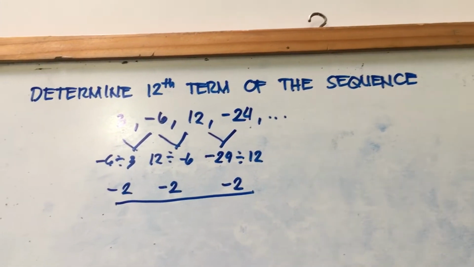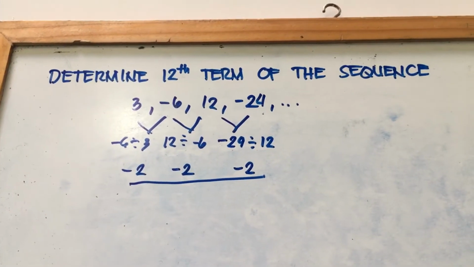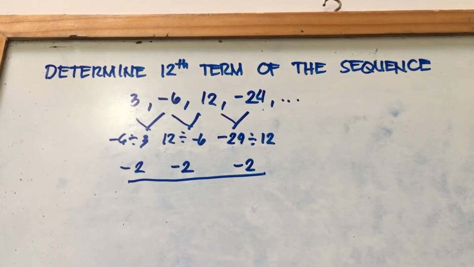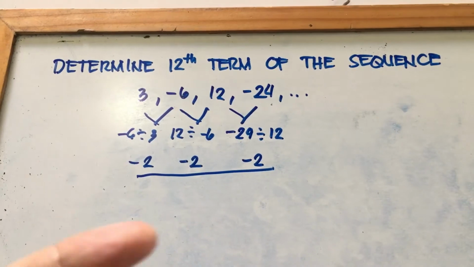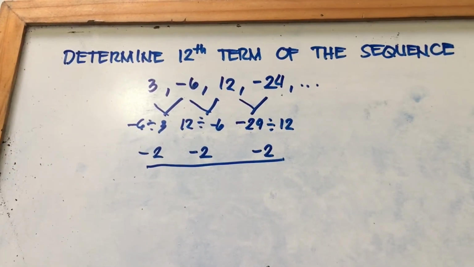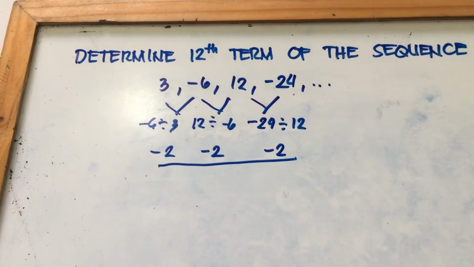Again, we tried to find the common difference, but they don't have the same common number. Therefore, that is not an arithmetic sequence, but this certain example is a geometric sequence. Now, we are asked to find the 12th term.